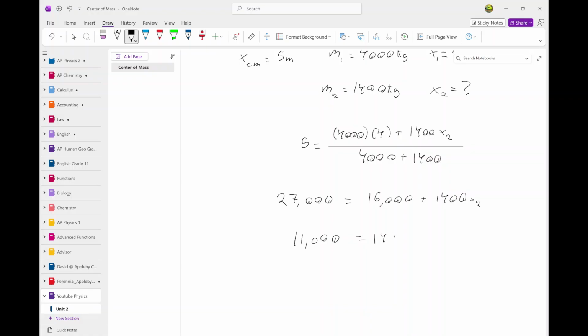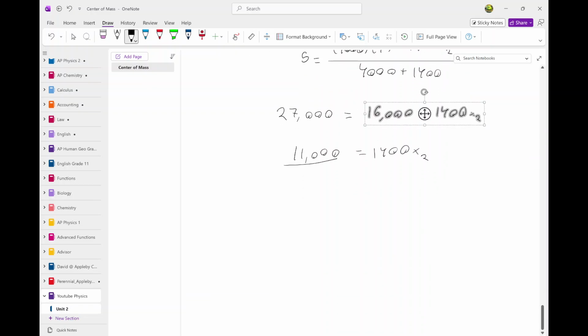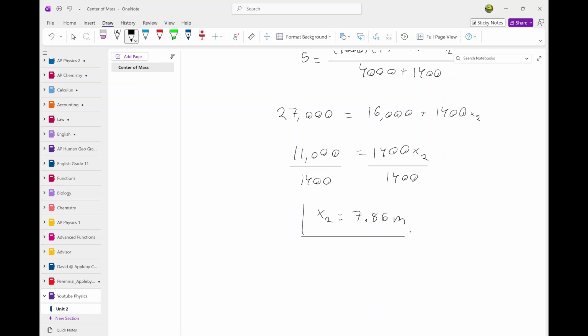equals, I was going to divide there, but we can do it step by step. Then finally we can just divide by 1,400. So 11,000 divided by 1,400 would be around 7.86 meters. Boom.